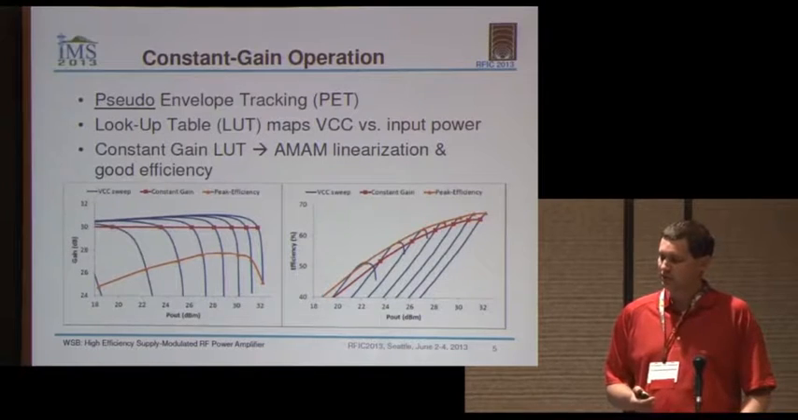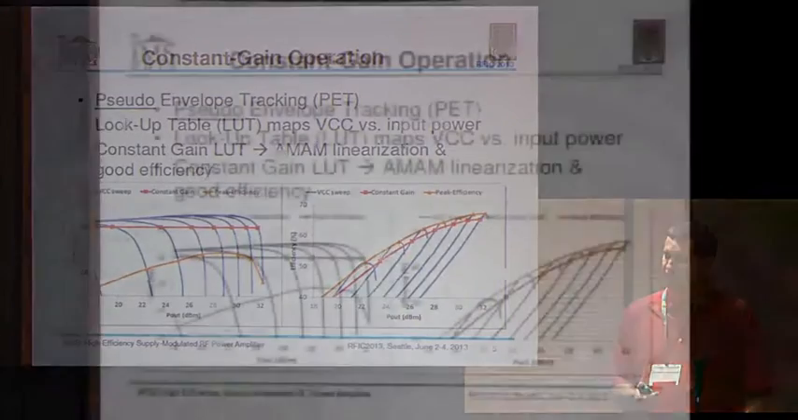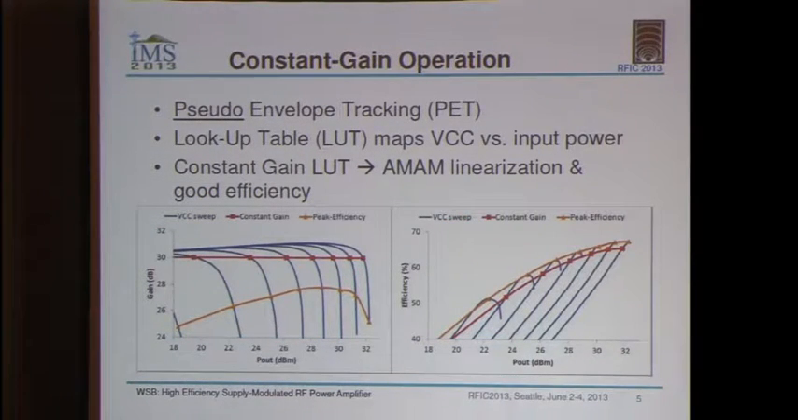In this slide, I'm going to talk a little bit about pseudo envelope tracking and constant gain operation. The two plots here show gain and efficiency on the y-axis plotted against output power on the x-axis. The blue set of curves is a sweep of the supply voltage in increasing voltage. In the gain curve, you can see as the supply voltage ramps up, the blue curves give higher saturated output power. And we get a collection of efficiency curves that provide higher efficiencies as you ramp up in power.